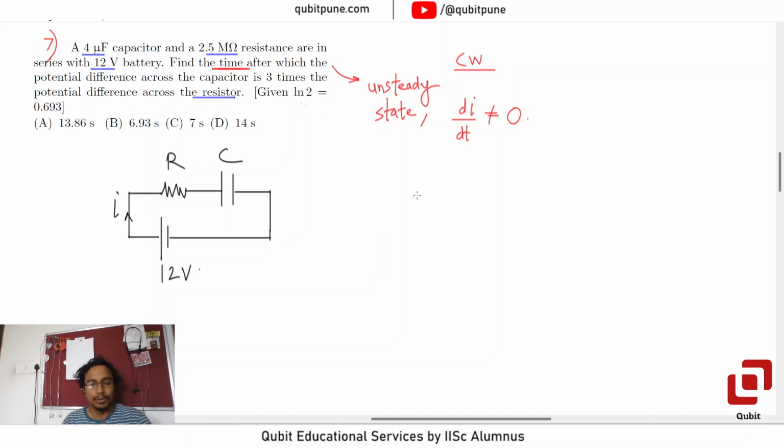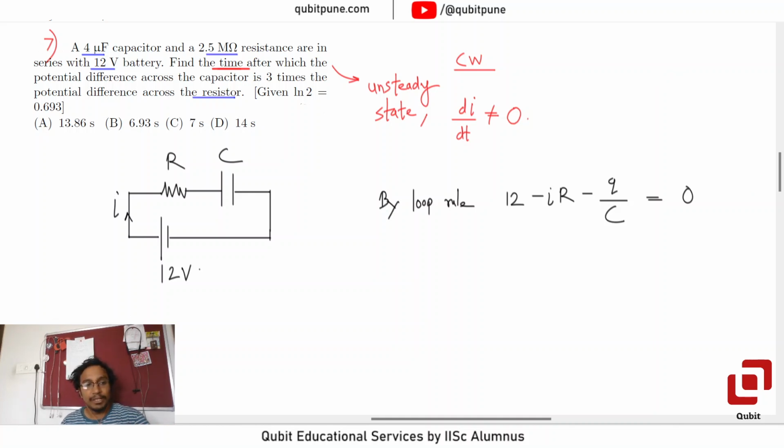What will be the loop rule? By loop rule, 12 minus IR minus Q by C equal to 0. Because C is equal to Q by V, V must be Q by C and it will be negative. Is this clear?